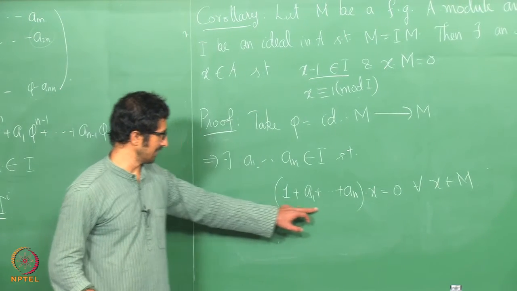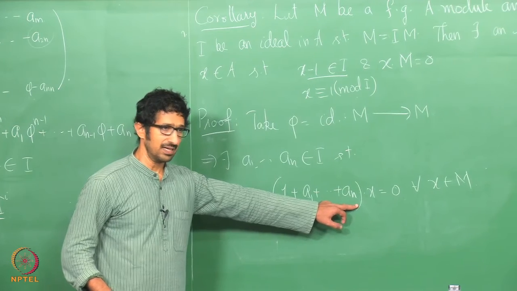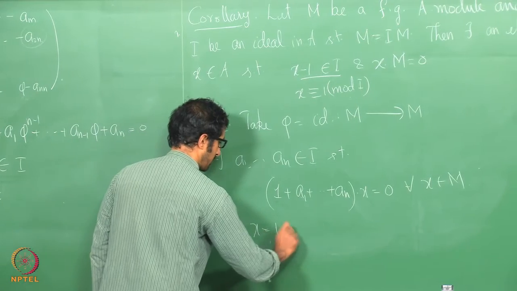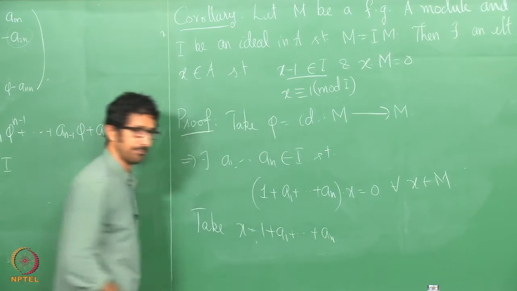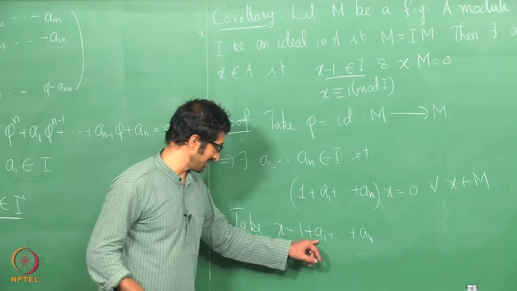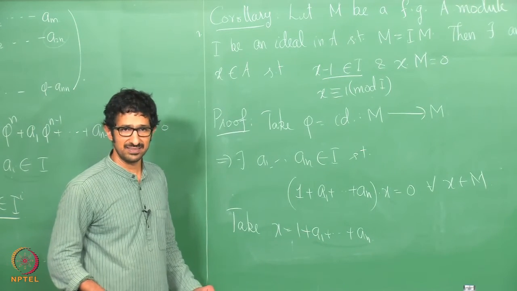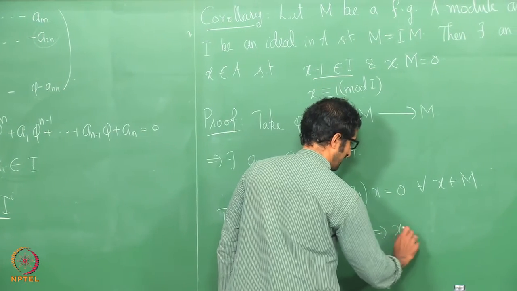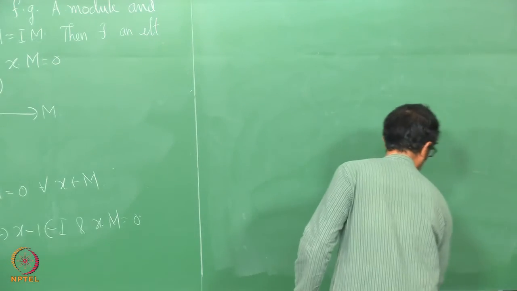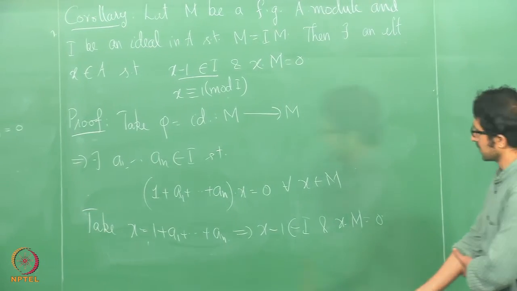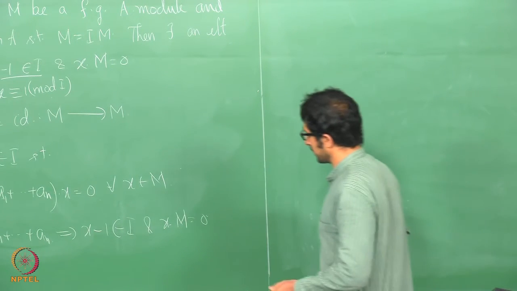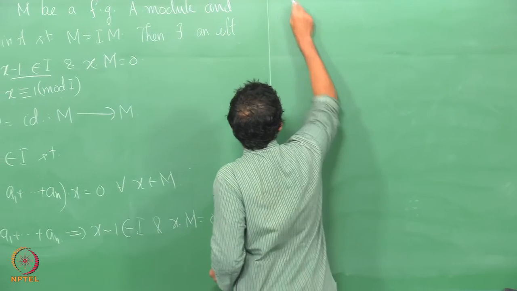Now this is an element in A, and if I take x to be equal to 1 plus A1 plus etc. AN, what can you say about x minus 1? x minus 1 is in I, right? So then x minus 1 belongs to I and x m is 0. So this gives one of the most important basic results in commutative algebra called Nakayama's lemma.